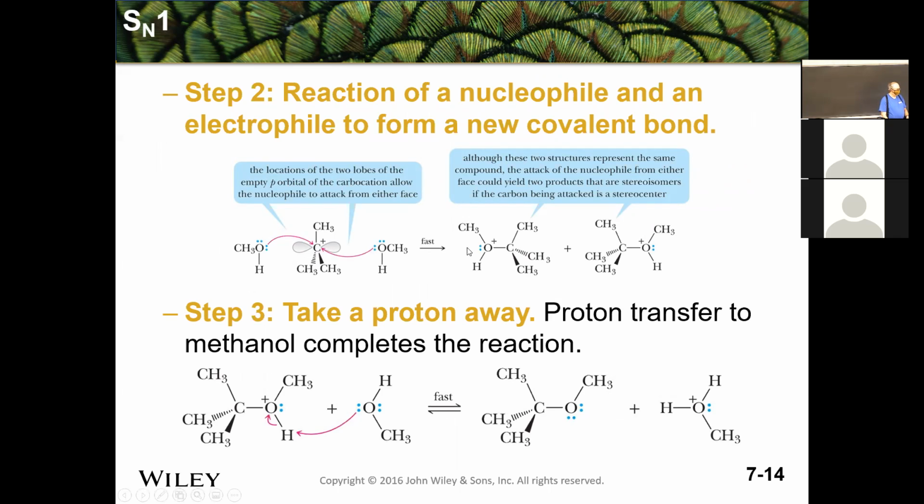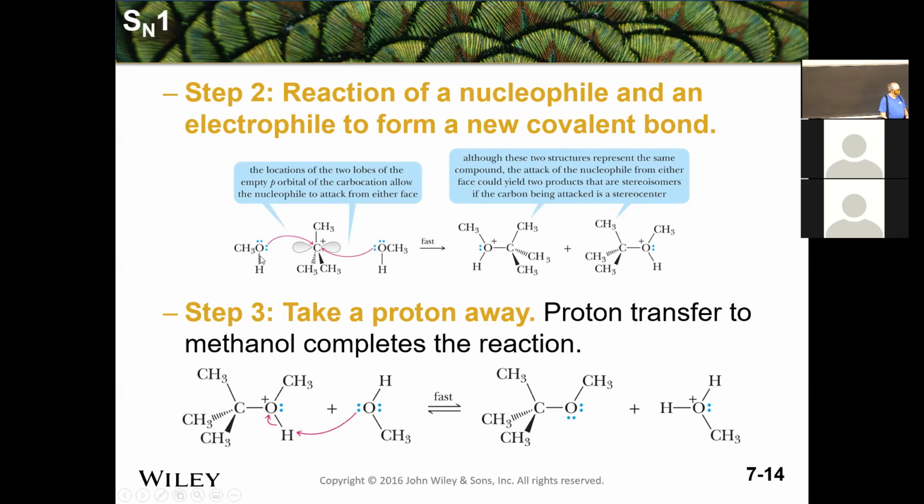If this carbocation resulted from a chiral center, the carbocation is no longer chiral because it's planar. The nucleophile could attack from either side, and we would get a racemic mixture. We would get equal amounts of both enantiomers.